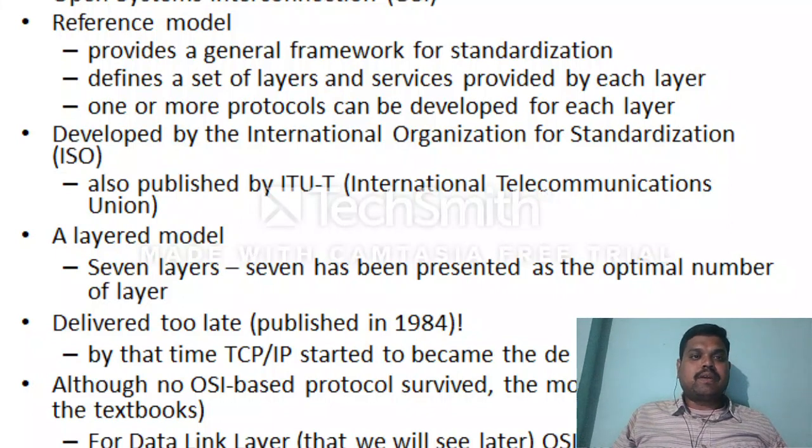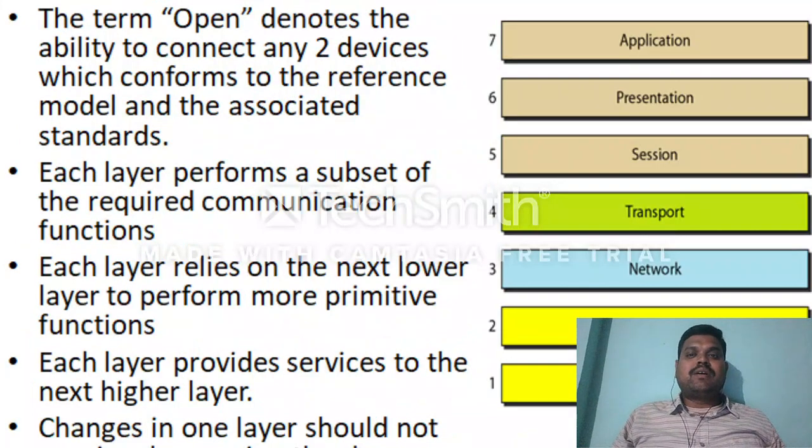The OSI model was developed by the International Organization for Standardization, simply called ISO, and it was accepted by the forum ITU, the International Telecommunication Union. It has a set of 7 layers, and it was introduced in the year 1984, as I said, after the introduction of the TCP/IP protocol. So that's why we are still using it as a reference model.